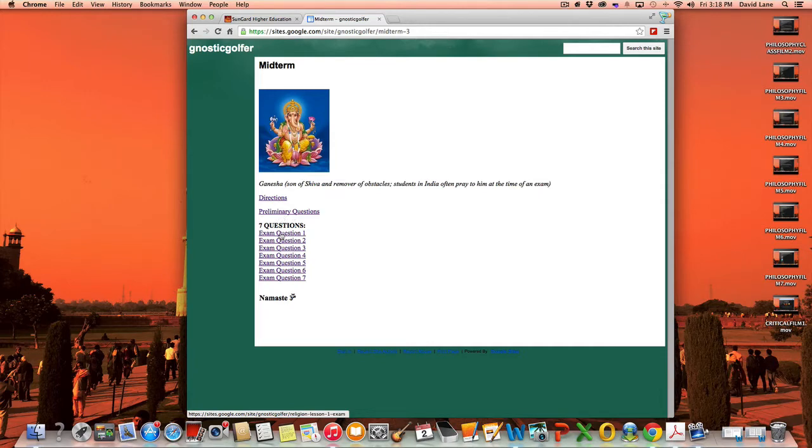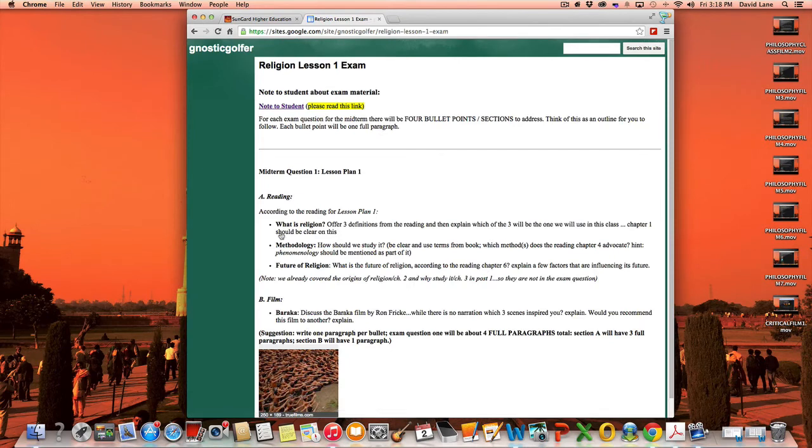Very simple. But then when you get into the first question, I highly recommend opening the question before you start the lesson plan so that you're really familiar with what I was looking for in that lesson plan. You'll see there's 4 bullet points. I tried to be consistent throughout the midterm that there's no more than 4 bullet points. Each bullet point really represents a decent paragraph. So what is religion? That's very clear from the reading. What's the methodology to study religion, and what's the future of religion, and then you have a film to watch.